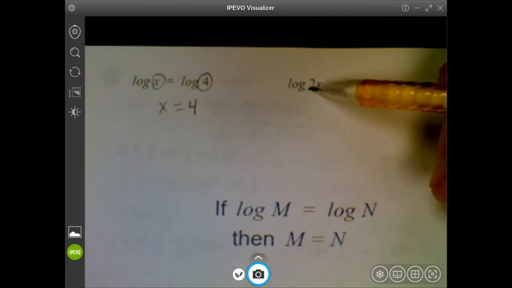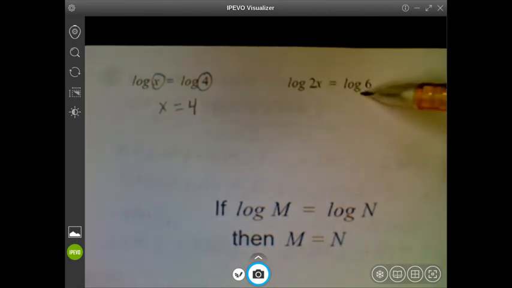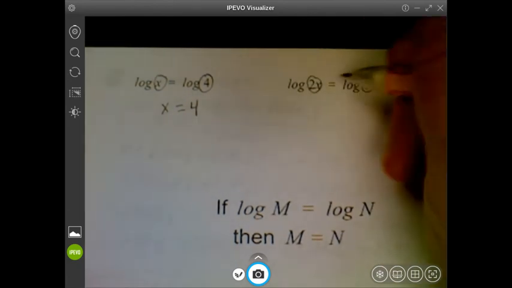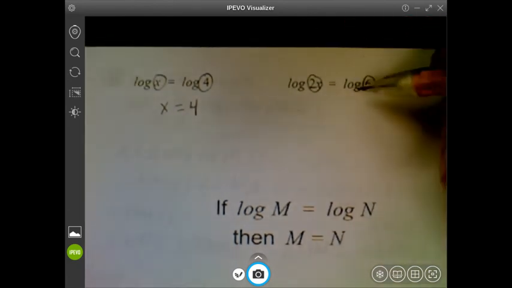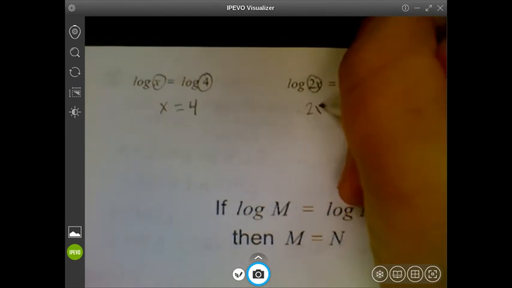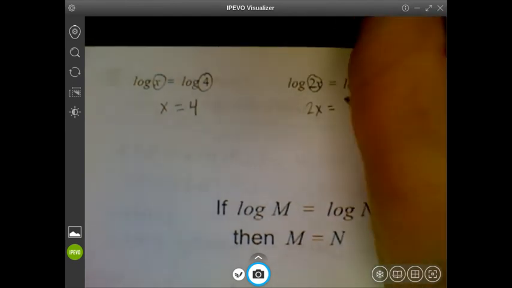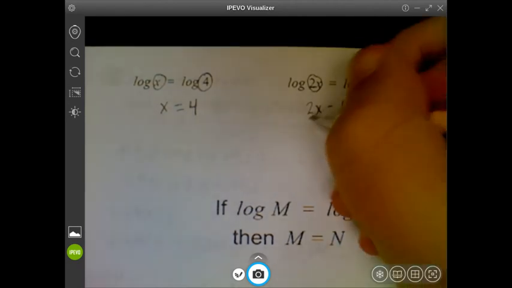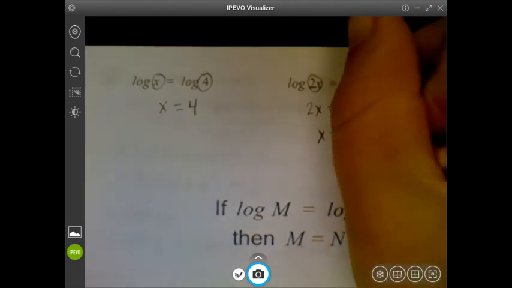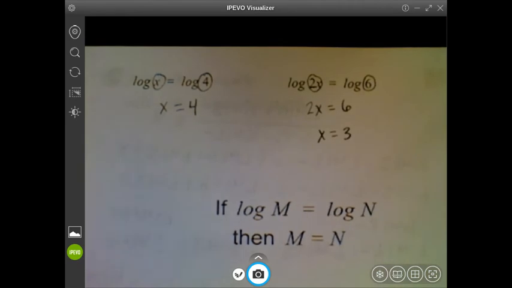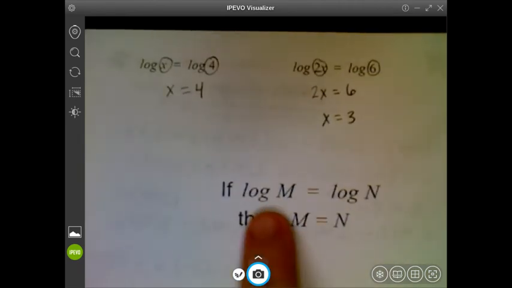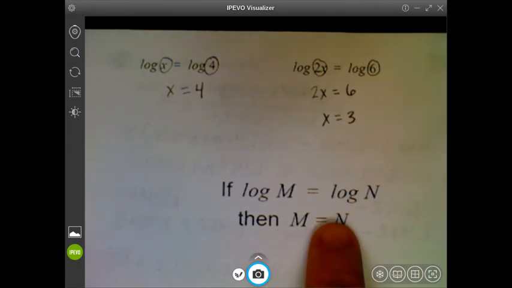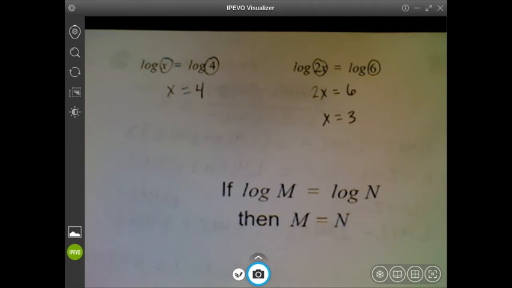Same thing is happening over here with this equation. You have log base 10 of 2x equals log base 10 of 6, and those two logs are the same. They're both base 10. So since you have a log equal to a log, you can say what you're taking the log of is equal to what you're taking the log of on the other side. So this would be 2x equals 6, so x would be equal to 3. And here's the theorem: if log of m equals log of n, then the insides, m and n, have to be equal.